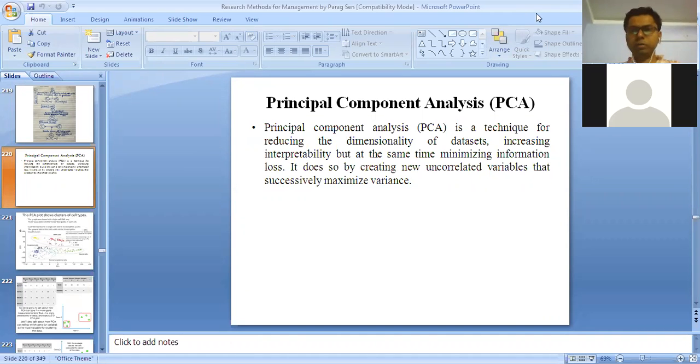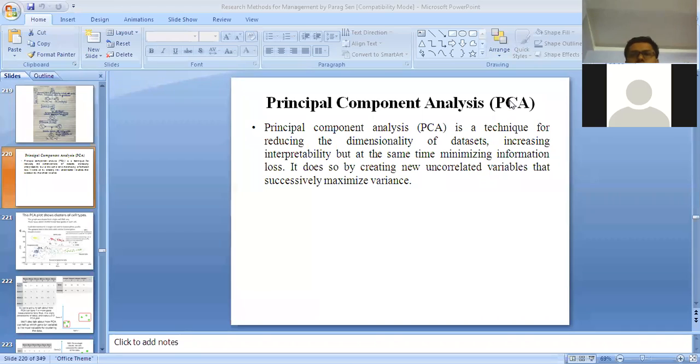Today, as I said earlier, we are going to start a new topic, which is known as principal component analysis, or in short form, PCA. It is principal component analysis. It is a research tool.